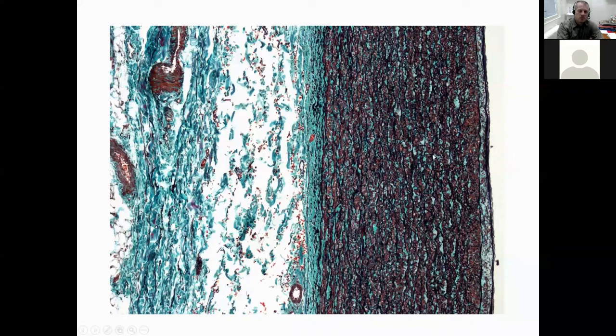So this is an elastic artery. This is aorta, by the way, of a young individual. We can easily tell that because the intima is very thin. Unfortunately, as we age, the intima becomes thicker and thicker and thicker. The atherosclerosis starts in the first and second decade of life and progresses for years.